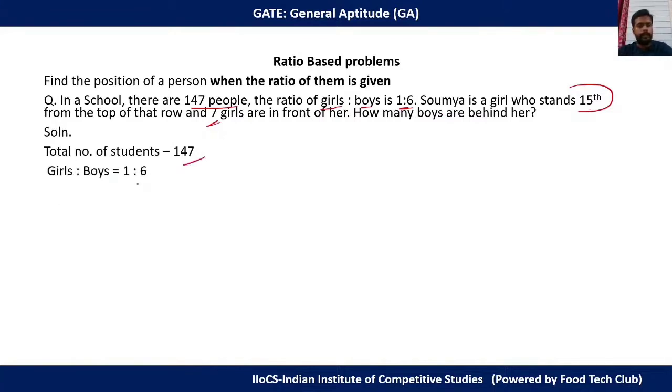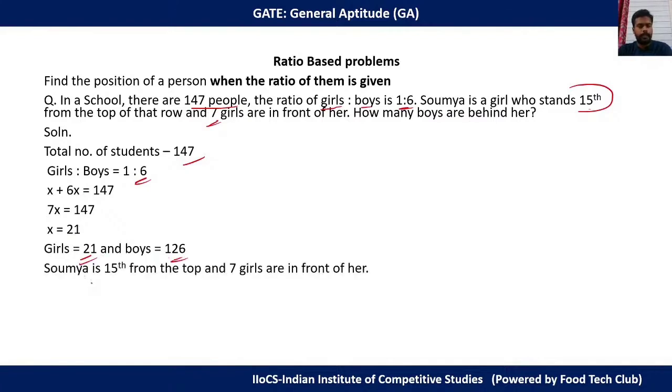Girls to boys, what is given? 1:6. Right? Now, if I put it into an equation, I take girls as x, and then the boys will be 6 times x. Simple. So x plus 6x, total is given 147. 7x is 147, x is equal to 21. So from here we are getting girls is 21, boys is 126. Boys is 6 times x, which is 126.